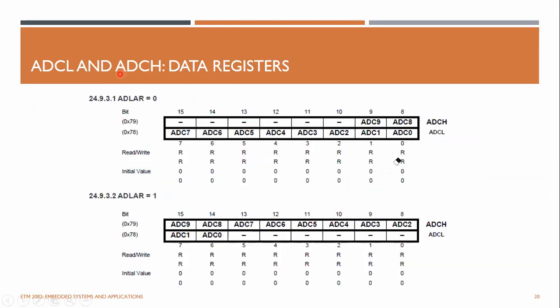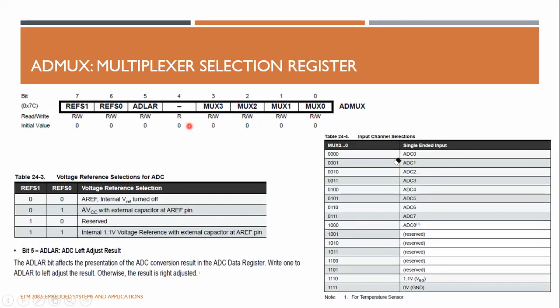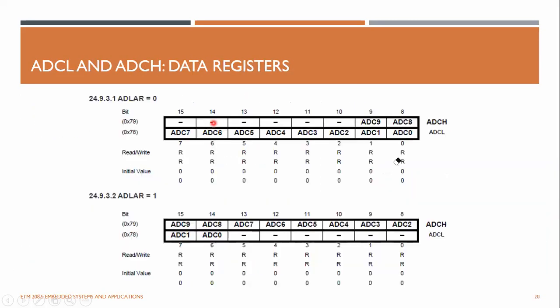All right, this is how you save your 10-bit ADC data. When the ADLR bit is 0, the topmost bits are saved in the ADCH register, and the bottom ones are saved in the ADCL register. And when it is right adjusted, all the bits are shifted here. The most significant bits are shifted here, and the least significant 2 bits are shifted to here.